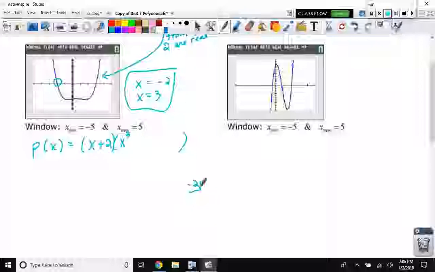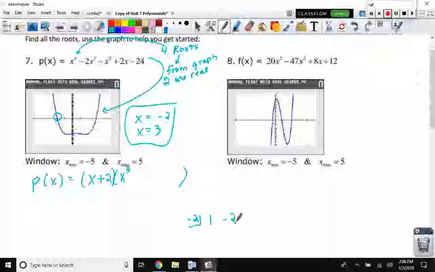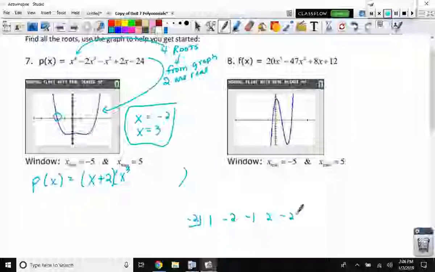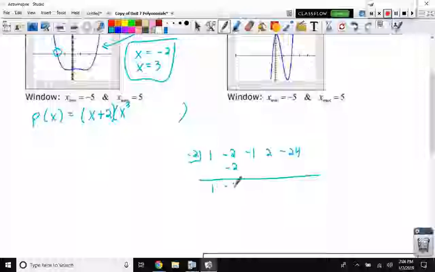So -2 goes in the box, and my coefficients are 1, -2, -1, 2, and -24. If I did this right, what better be my remainder? 0, they're already telling me it's a factor, right? So 1, -2, -4, 8, 7, -14, -12, +24, there's my 0, correct? That's my remainder of 0. So now I know this is x cubed minus 4x squared, hang on, plus 7x minus 12. You guys with me so far?